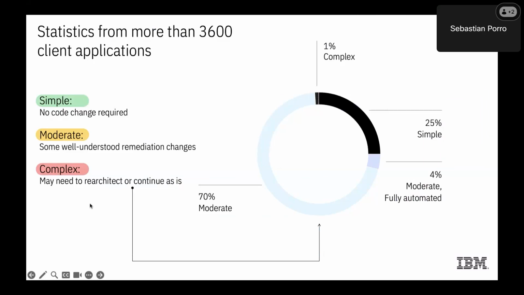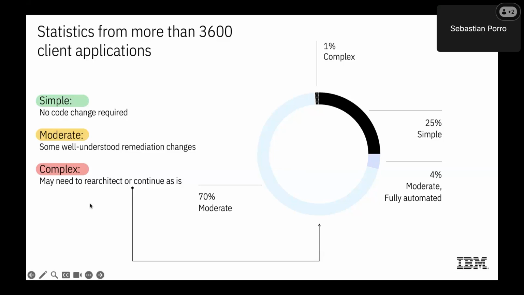And just to give you a quick idea, this is a sample of about 3,600 applications. And of those applications, about 25% of them were categorized as simple. So it was very easy to move them to WebSphere Liberty, to a modern runtime. And one very important point here: when I say move to Liberty, you can move those applications to Liberty and continue running them on a virtual machine, or you can move that application to Liberty and deploy it inside a container, either on Kubernetes or OpenShift.